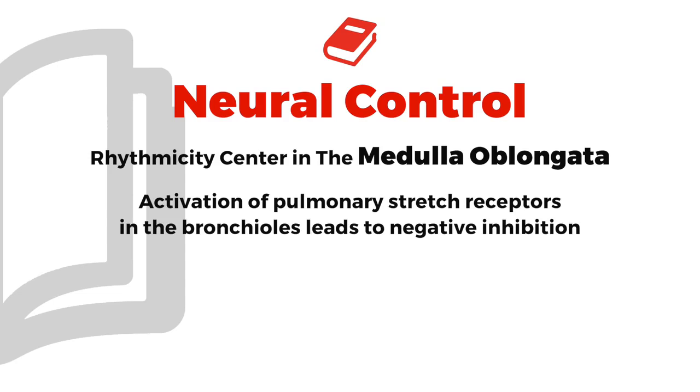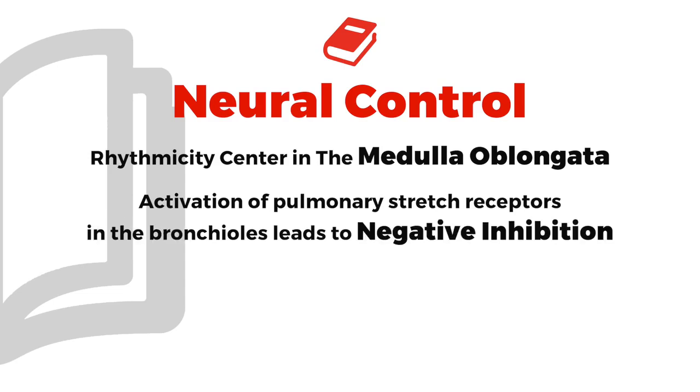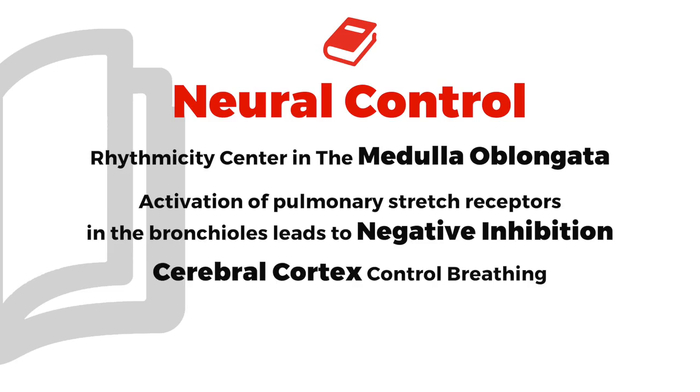If you look at that second bullet point down, look at the activation of pulmonary stretch receptors in the bronchioles. That leads to negative inhibition, okay? So what that means is that it can't overinflate, all right? So that's kind of our negative feedback so that we don't overinflate our lungs. And that's also part of the neural control. Also, the frontal cortex or our cerebral cortex also helps us control breathing. Like we can purposefully make ourselves breathe in and breathe out. So that would be an example of neural control as well.